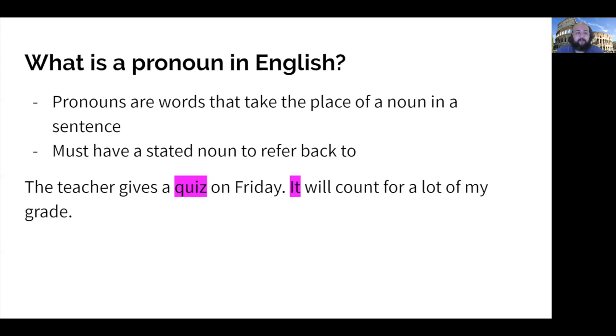Below I have an example. The teacher gives a quiz on Friday. It will count for a lot of my grade. So we have the pronoun it. What is it referring to? By context, I know that it's going to be the quiz. Now, if I didn't have this first sentence and I just said it will count for a lot of my grade, you really don't have any idea of what I'm talking about or what I'm referring to. So we always have to state the noun or have the noun in a sentence before it can be represented by a pronoun.